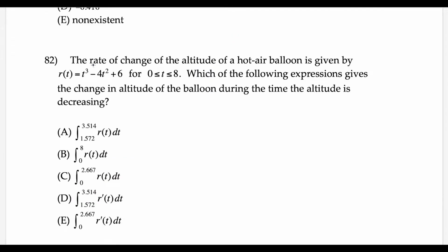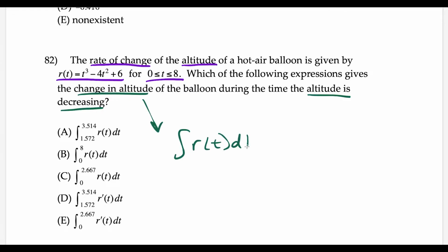So question 82 is a bit tricky. We have the rate of change of the altitude of some hot air balloon given by this function here from 0 to 8. And we want to know which of the following expressions gives the change in altitude during the time the altitude is decreasing. So this first part here, the change in altitude, we could find by doing the integral of r of t. This is the same concept as the last question, that the integral of the rate tells you the net change of the function.